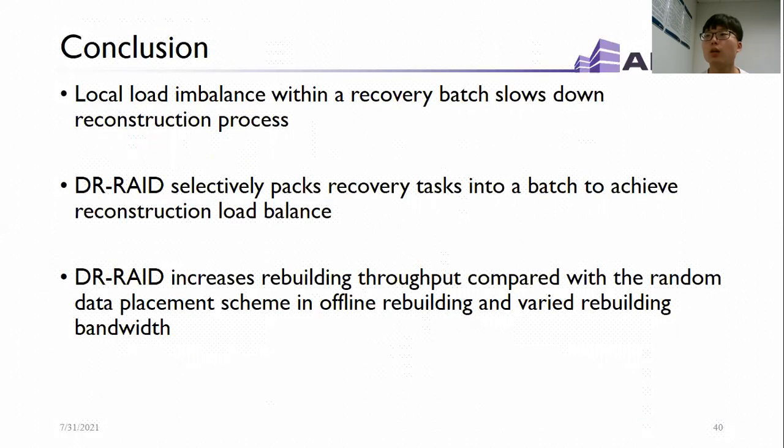To conclude, we find local load imbalance within a recovery batch slows down the reconstruction process in RAID 2.0. We propose an efficient reconstruction mechanism called DRAID, which selectively packs recovery tasks into a batch to achieve reconstruction load balance. The results of extensive experiments show that DRAID increases rebuilding throughput in offline rebuilding and with varied rebuilding bandwidth.